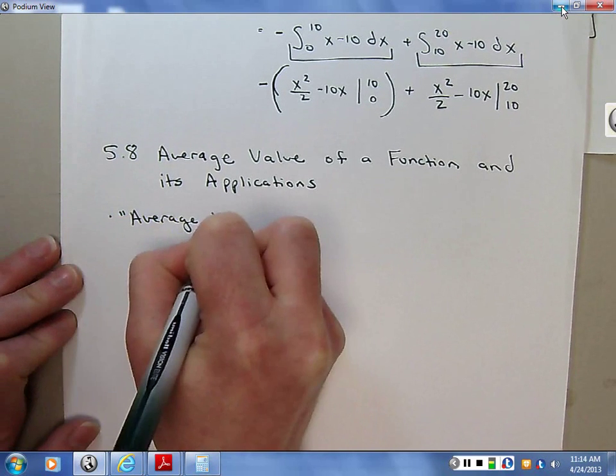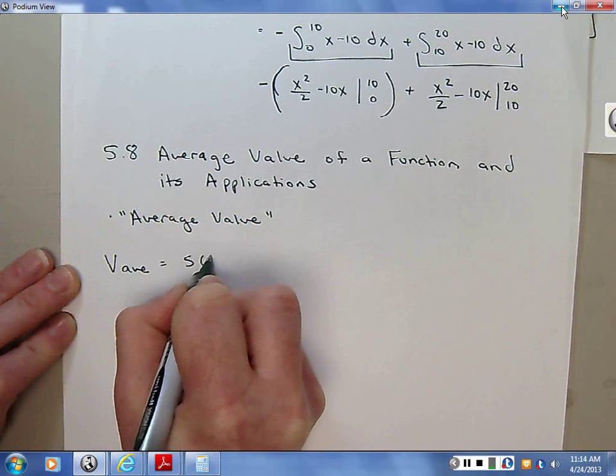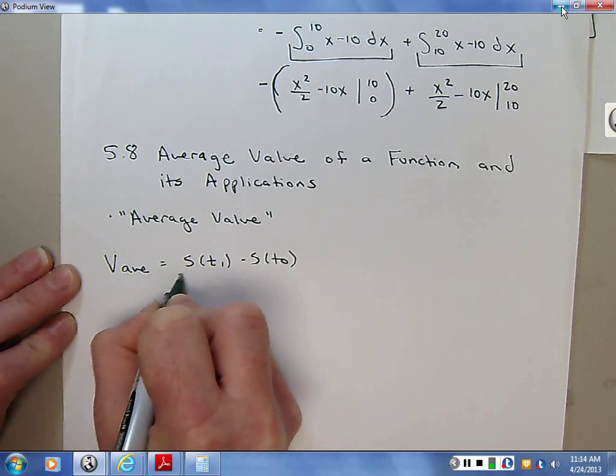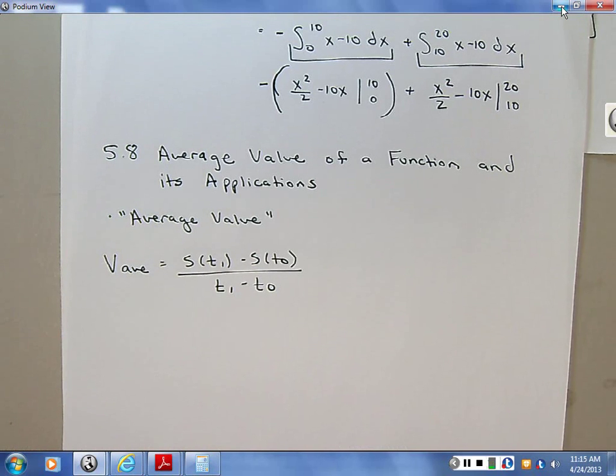So, average value. The average can be found by taking the position at 1 minus the position at 0 divided by the time at 1 minus the time at 0. Right? You guys have probably done this since middle school. If I traveled 50 miles in an hour, the average velocity I had to be going was 50 miles an hour. I start out going 3 miles an hour, then I might go 60 miles an hour, then I might go 2 miles an hour, but my average velocity over that interval would be the distance traveled divided by the time.